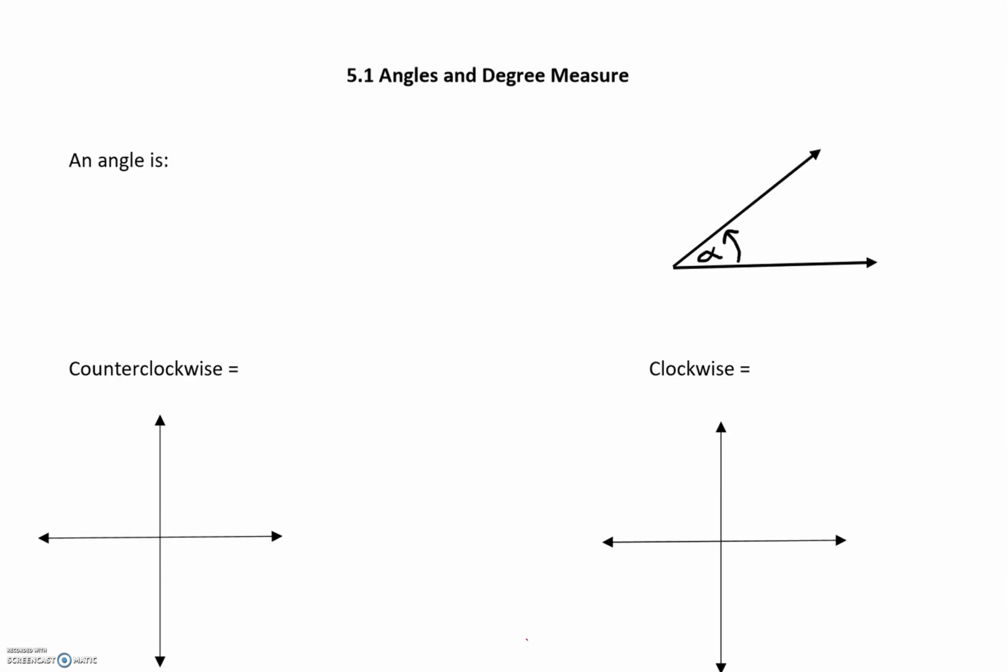Today we're going to talk about angles and degree measure. First, what is an angle? An angle is two rays that share the same endpoint. Remember that endpoint is known as your vertex.